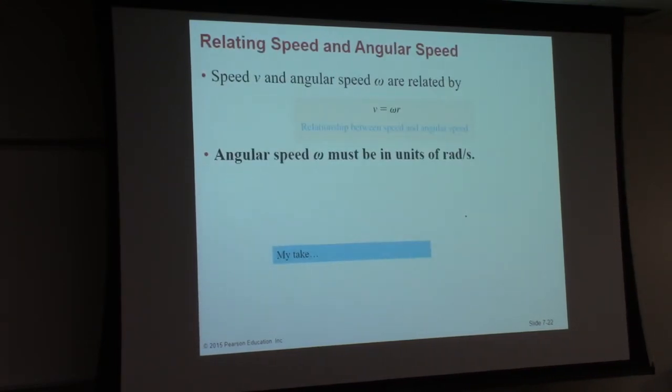So there's actually a relationship between v and omega. This is the angular speed. This is called the translational speed. This is the speed we're used to, the v here, and it's related to omega, omega times r. So let me show you what I mean by that.